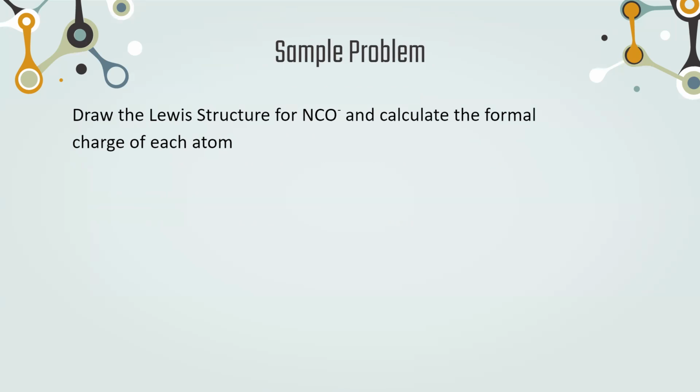All right, so this sample problem: drawing out the Lewis structures for NCO- and calculating the formal charge of each ion. We did this in class, so I'll go over it really quickly. Carbon is going to go in the center, and then oxygen and nitrogen are going to go around the outside. Just to double check how many valence electrons we need to account for, we have 5 for nitrogen plus 4 for carbon plus 6 for oxygen plus 1 more for that extra electron that's there. So we end up with a total of 16.